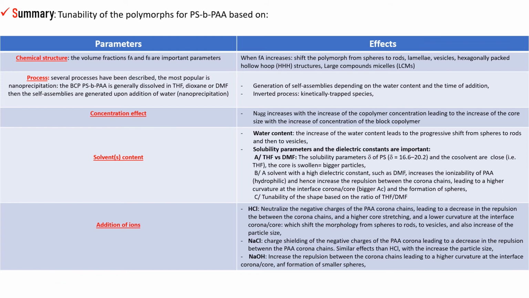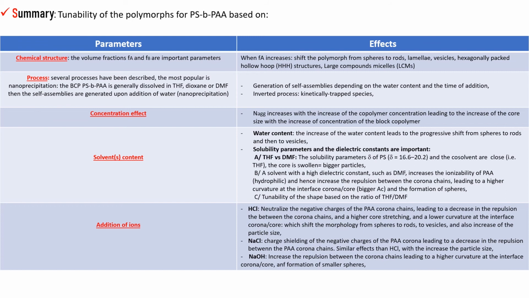The second important parameter is the process. Depending on the process, it's possible to get different polymorphs. The most popular process is nanoprecipitation, where the block copolymer polystyrene block polyacrylic acid is generally dissolved in THF, dioxane, or DMF. Then the self-assembly is generated upon addition of water. The generation of assembly depends on the water content and the time of addition. Inverting the process could lead to kinetically trapped species.